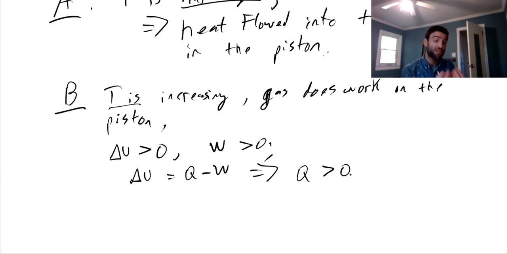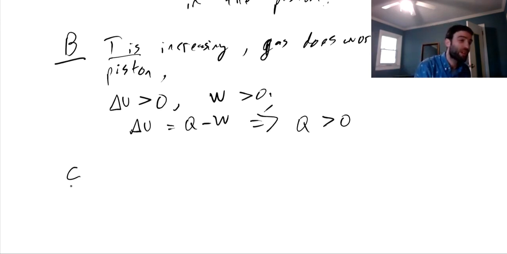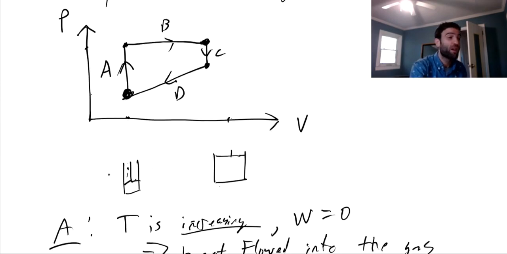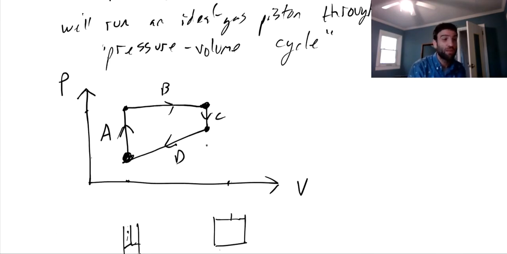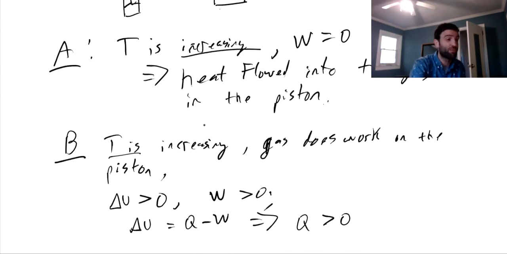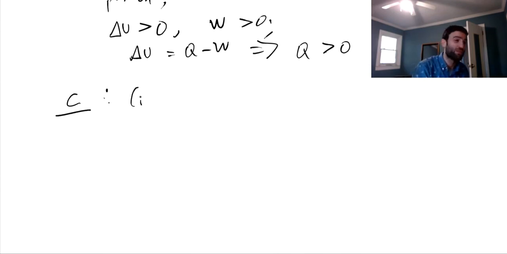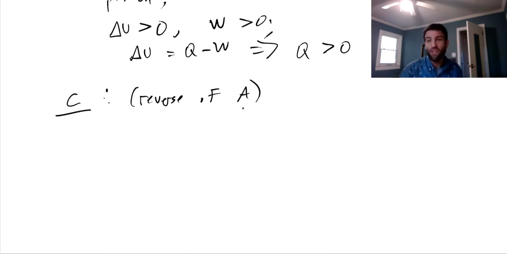So it's like we still are holding the piston over a fire, but the piston has been unlocked, so the gas can do work expanding against the piston. Okay, segment C, we're just going to reverse the logic that we said in segment A. Right here, we're going to keep the volume the same again, but we're going to decrease the pressure. Okay, so this is just reverse of A. So the pressure is decreasing while the volume stays constant.